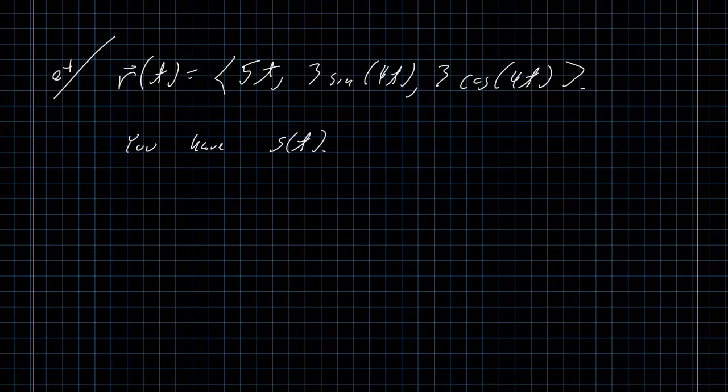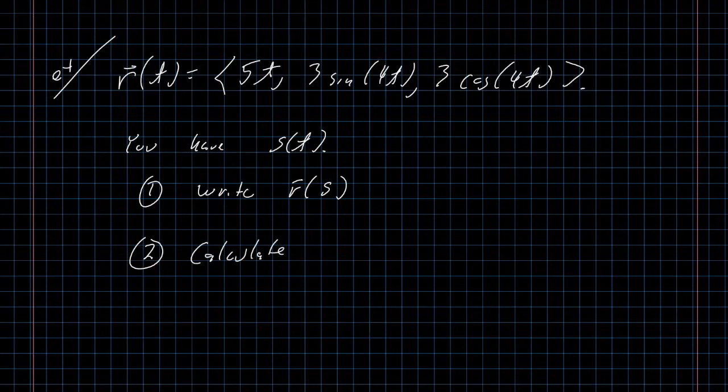s of t. So what I want you to do is twofold. First, write the arc length parameterization of this curve, r of s. And the second thing that I want you to do is calculate the norm of r prime of s. Seems kind of circular in its logic, but take a look at it, see what you get there.